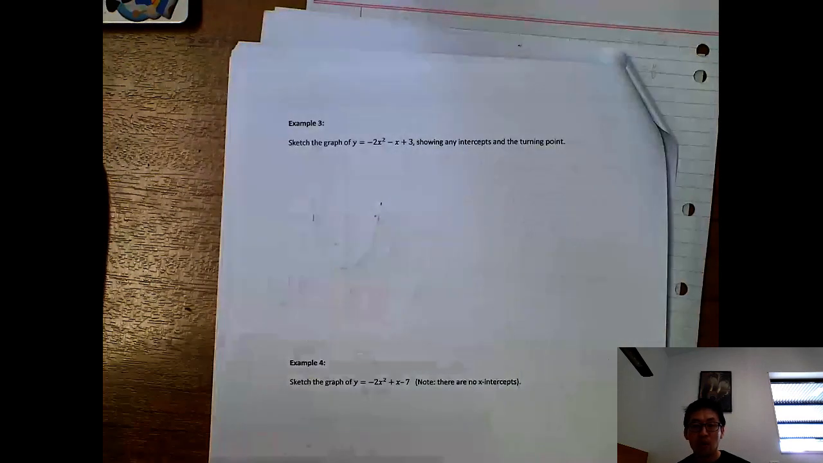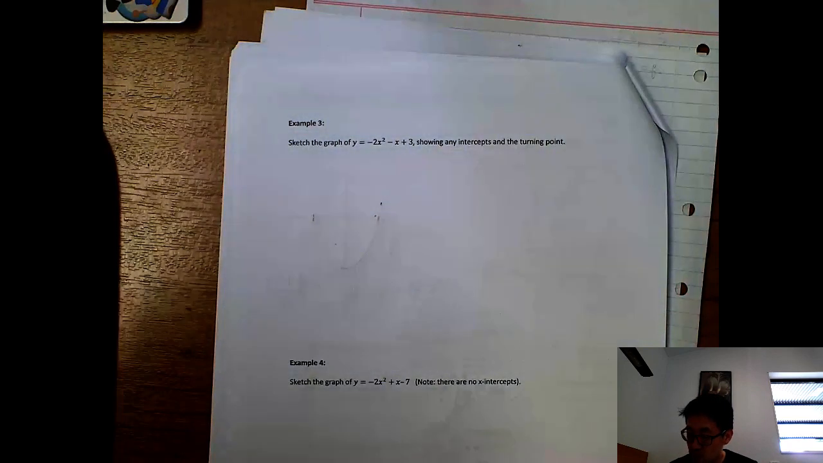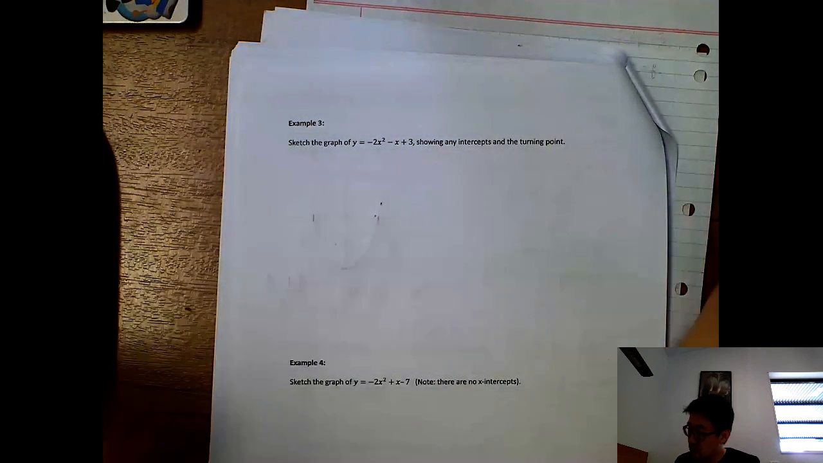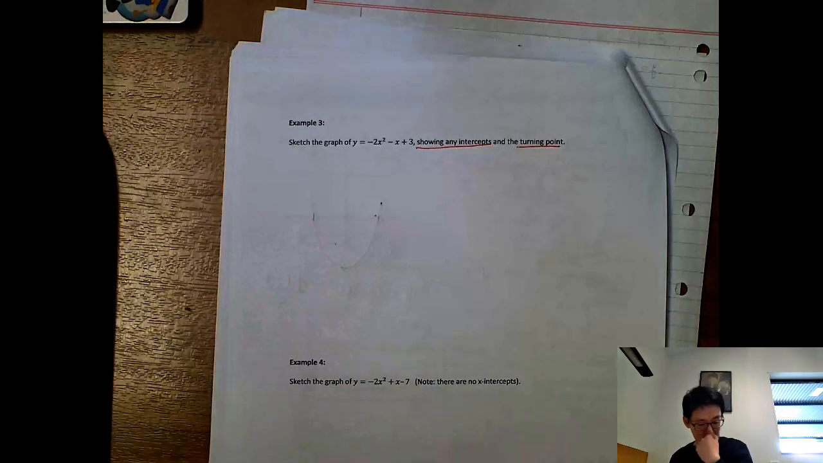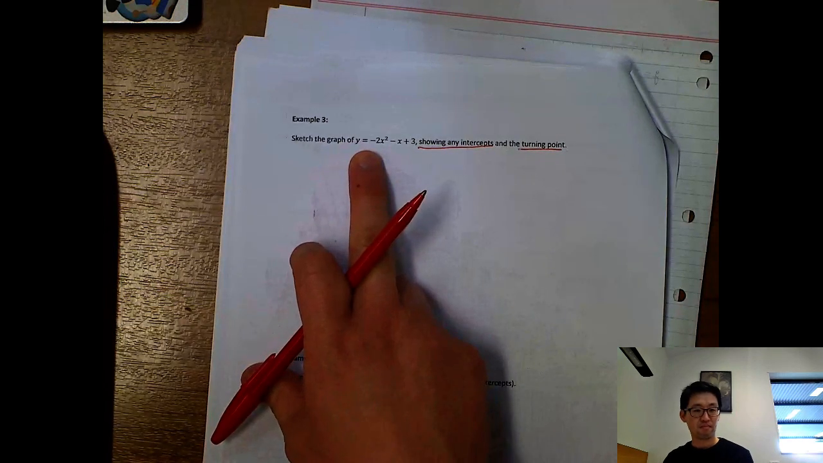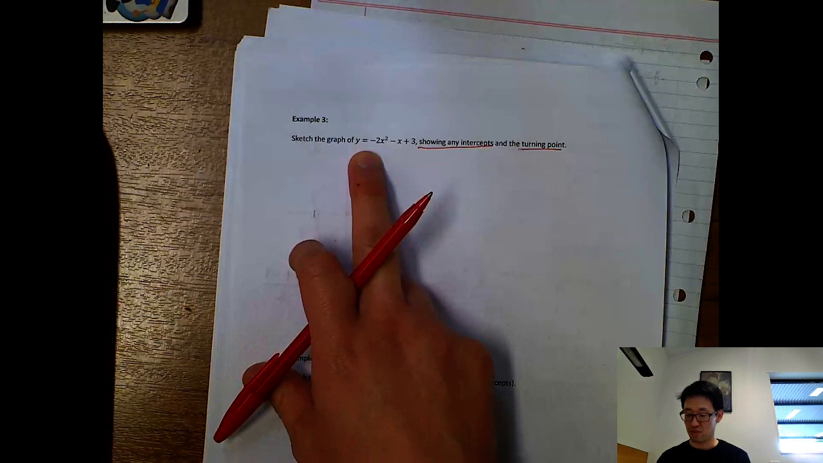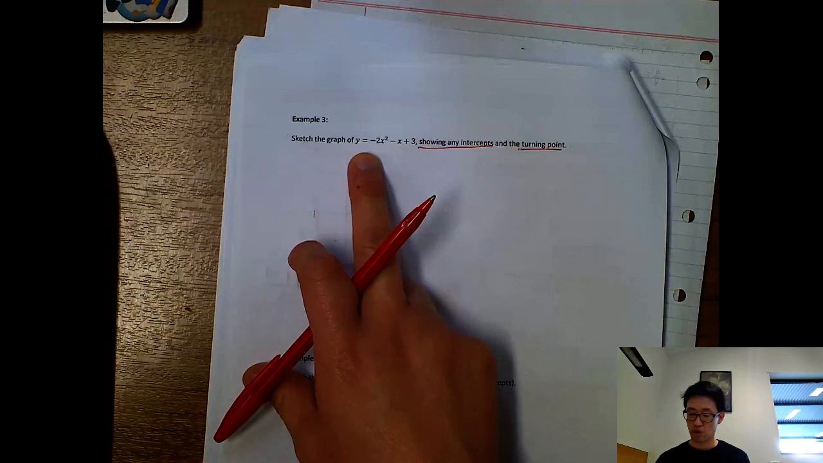Sketch. Example 3, where is it? Sketch the graph of y equals minus 2x squared minus x plus 3, showing any intercepts, if they exist, and turning point. So all you need to do is get the turning point and intercepts. In this case, this is minus 2, not 1, as the coefficient of x squared. So rather than going to turning point form, I will just use the formula. That probably makes it much easier.